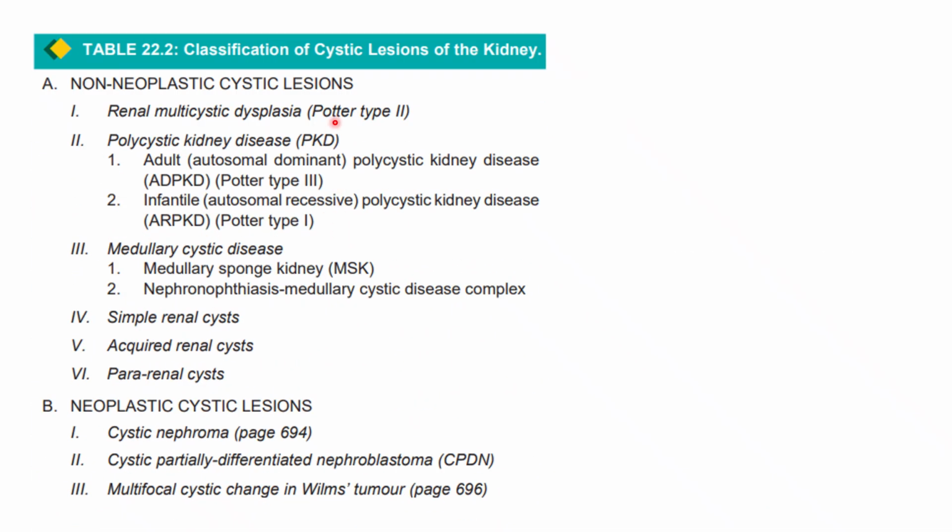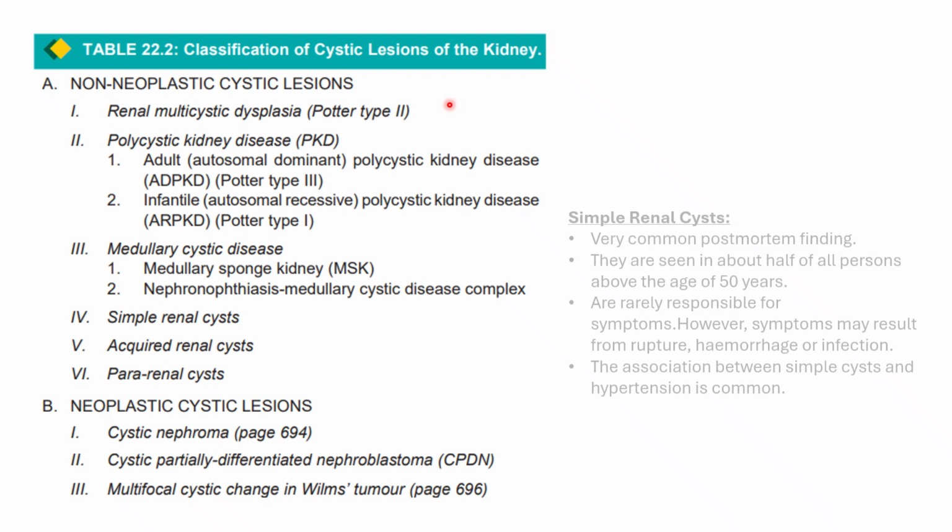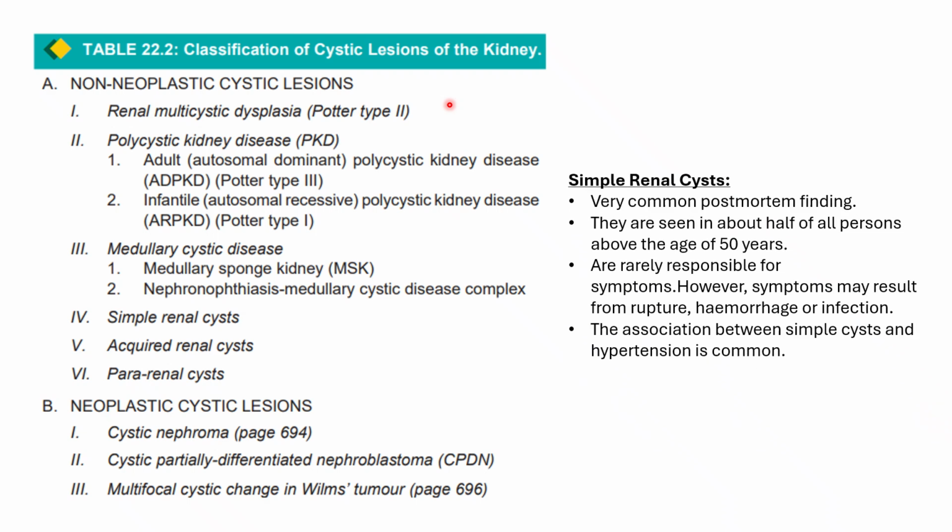So this is a classification for cystic lesions of the kidney. What is important from a forensic perspective is that simple renal cyst is a very common postmortem finding. They are usually seen in people above 50 years of age and in hypertensive patients, and mostly it is asymptomatic. Symptoms occur when the cyst ruptures or if there is any hemorrhage or infection. So yes, as I told, in hypertensives it is more common.